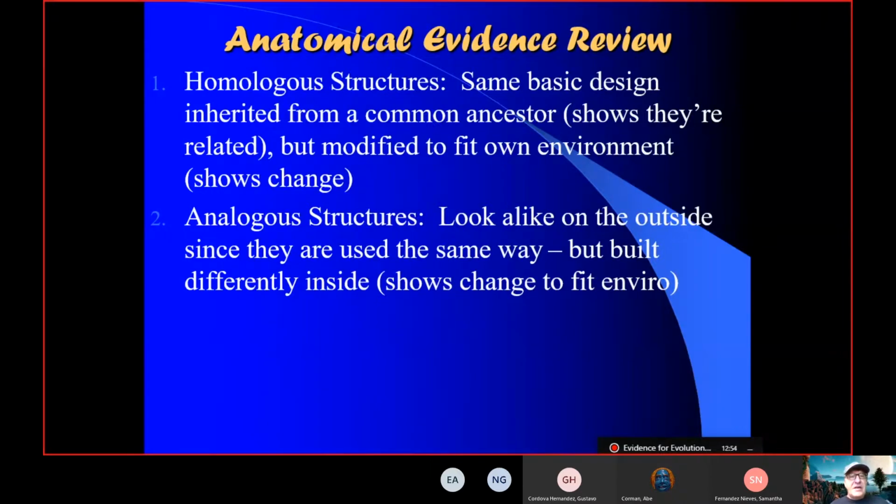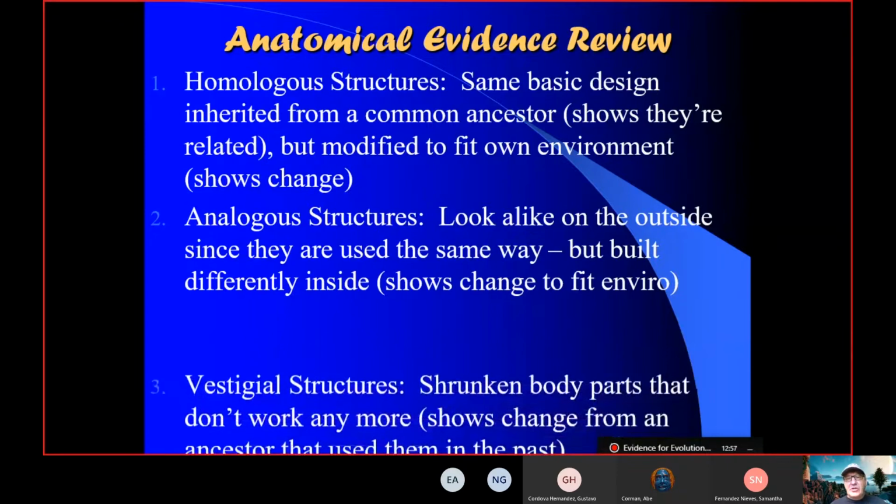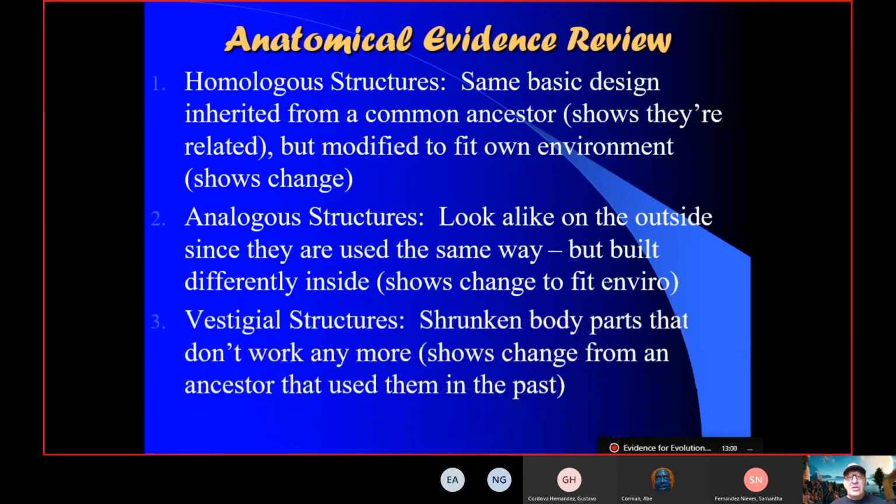Similarly, the third type of anatomical evidence, vestigial structures, the ones that are shrunken and useless, they're left over from a previous ancestor that used to use them. We inherited this body part, but since we stopped using it, it has mutated, but that mutation didn't hurt because we didn't need that body part anymore. So it's showing a change, right? It's showing that that body part has changed compared to when the ancestor actually used it in the past. So that's the three types of anatomical evidence we did last time.